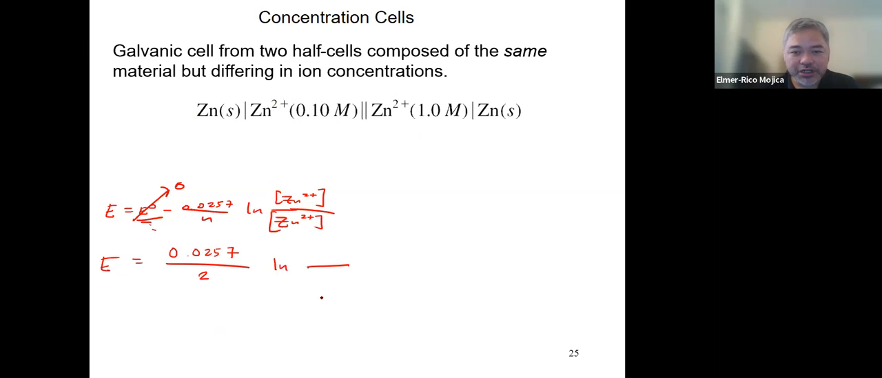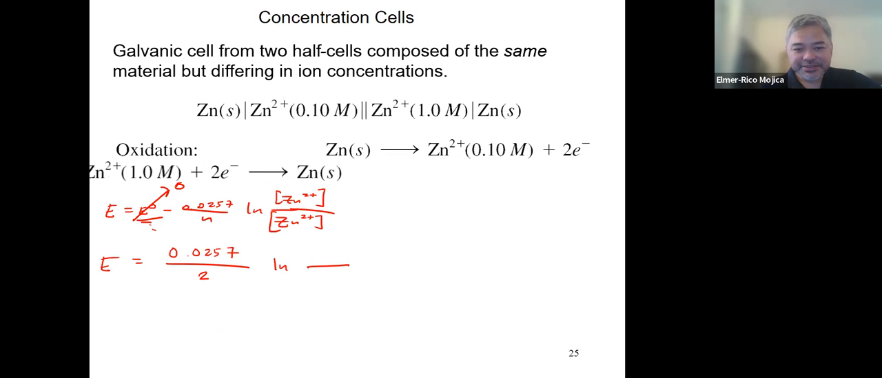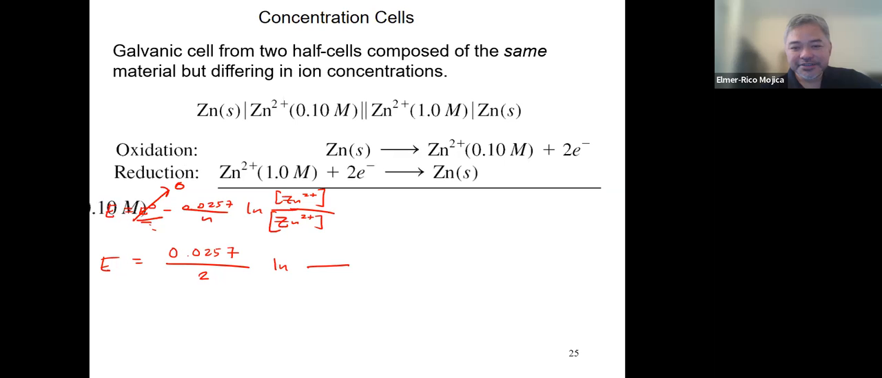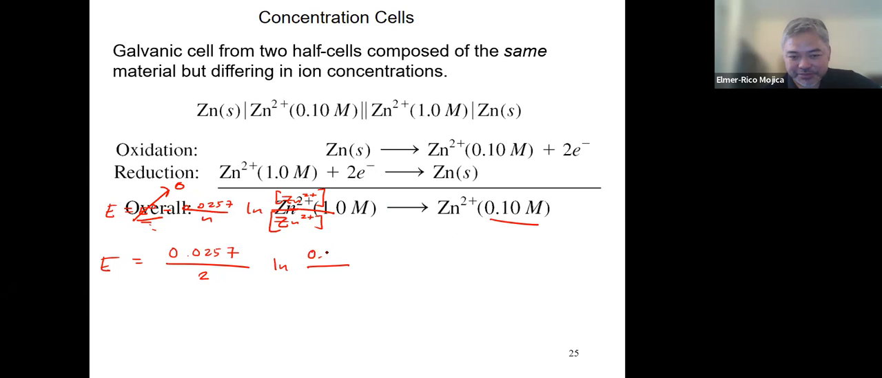So where will I put the 1 and where will I put the 0.1? Okay, so where will I put the 1 and where will I put the 0.1? Since this one is in the product, I put the 0.1 there. And since this is in the reactant, I put the 1 here. And what do I get?